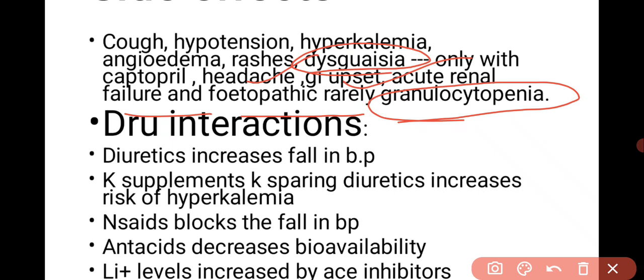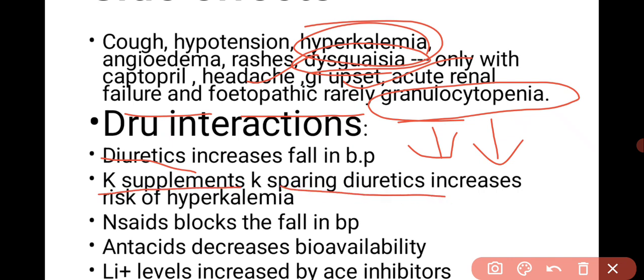Possible drug interactions with these inhibitors include diuretics. They both cause a fall in BP. So when used in combination, this synergistically increases the fall in BP, and it causes hyperkalemia because of the inhibition of release of aldosterone from the adrenal cortex. When it is given along with potassium supplements or potassium sparing diuretics, it further increases the potassium concentration in the body, which can lead to a higher risk of hyperkalemia. And NSAIDs, what they do, they cause sodium and water retention.